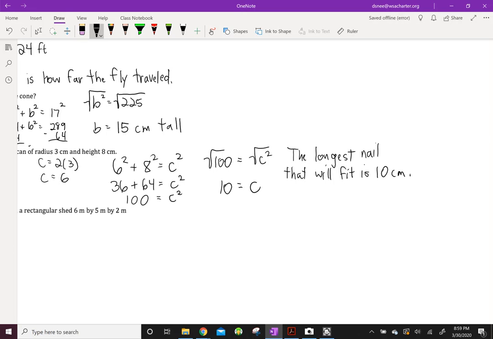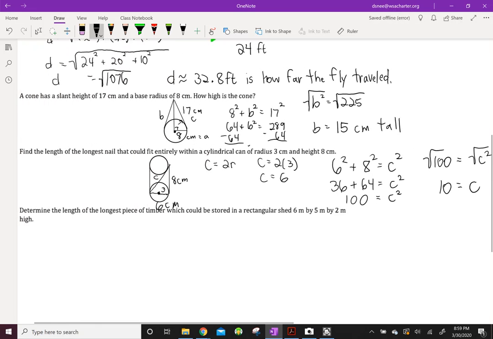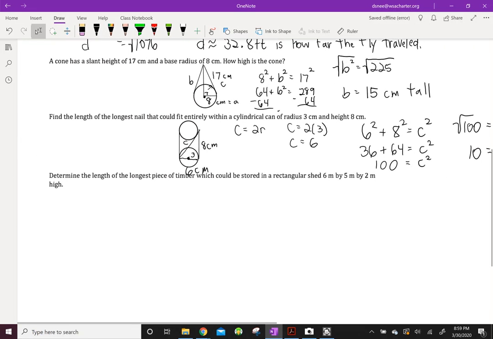And that's that one. And I'm going to go on and do one more with you here, okay? Determine the length of the longest piece of timber, which could be stored in a rectangular shed 6 by 5 by 2. Alright, so I have a rectangular shed. The dimensions are 6 by 5 by 2.